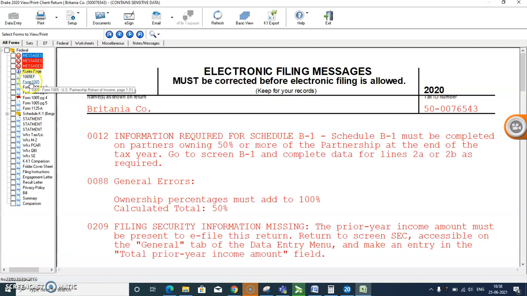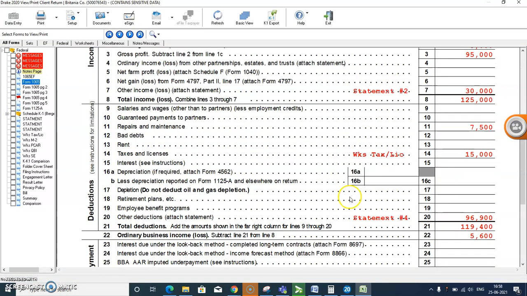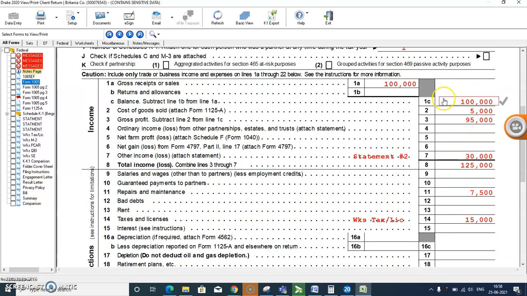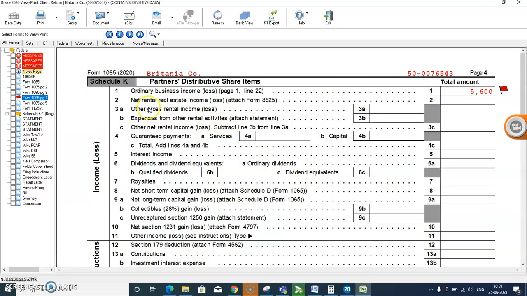Now go to 1065 page 1. Total gross receipts minus the cost of goods sold, you will get gross profit, and that is $95,000. Total income comes to $125,000, and ordinary business income comes to $5,600.